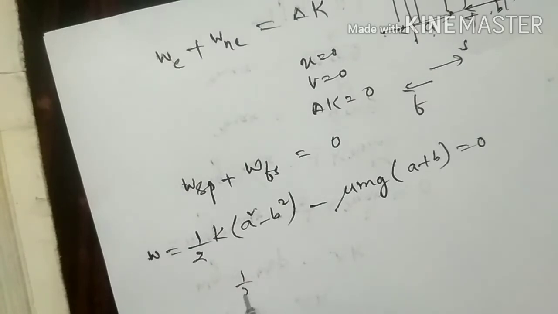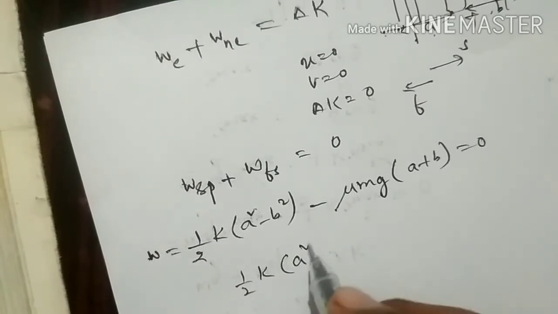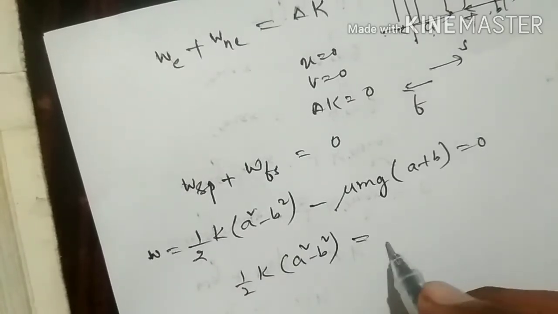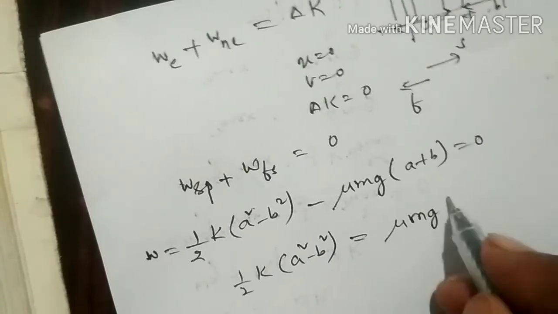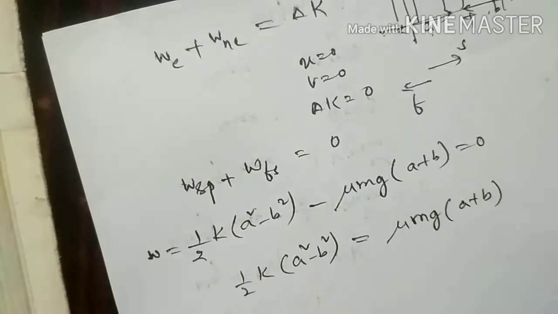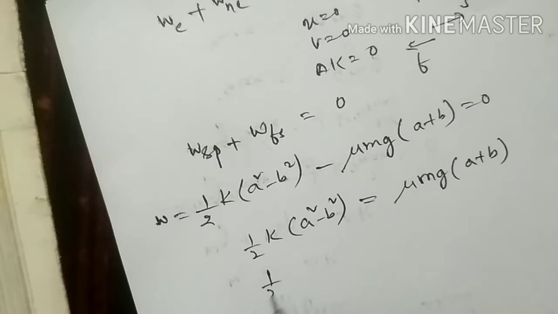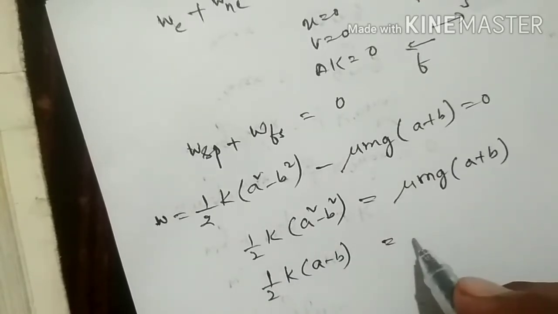So half k into a square minus b square is equal to mu m g into a plus b. Half k into a minus b is equal to mu m g.